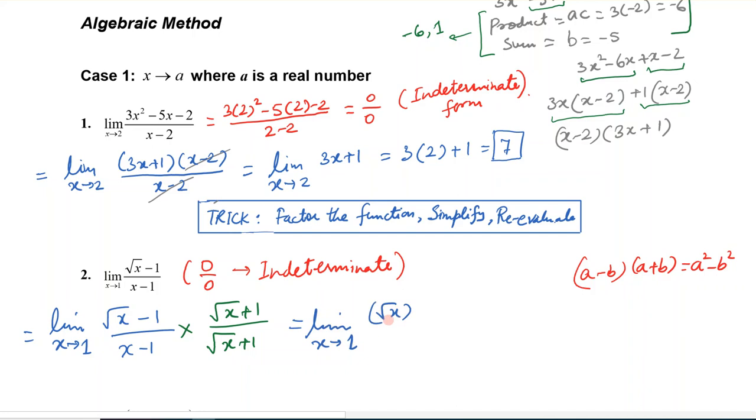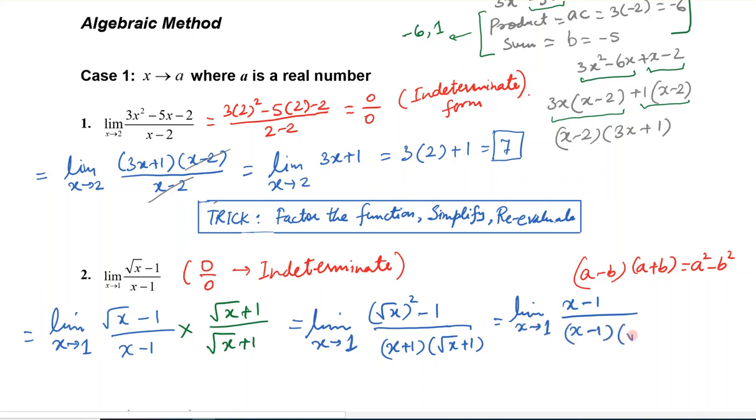square root of x squared minus 1 over x plus 1 times square root of x plus 1. And in the next step, square root of x squared is just x. So x minus 1 over x minus 1 square root of x plus 1. So sorry, here we had x minus 1. It's just a typo. We notice that we get rid of our troublemaker factor, which was x minus 1.